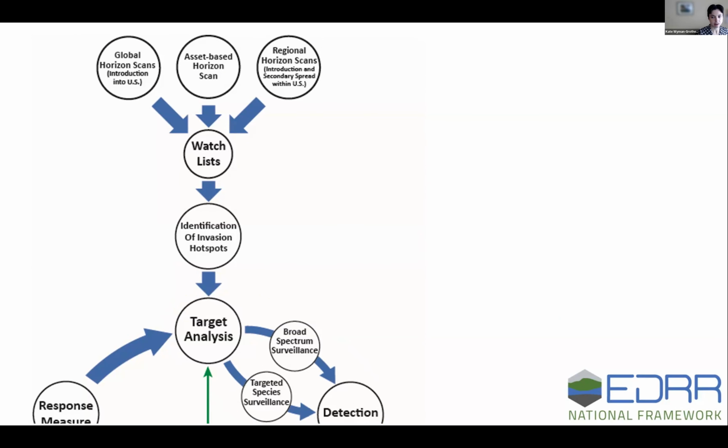Within the framework, we approach horizon scanning from 3 different angles. Global horizon scans focused on species not yet present within the United States. Asset-based horizon scans focused on protecting valuable assets, and regional horizon scans focused on introduction and secondary spread within the US. The US Geological Survey and university partners are leading several global horizon scans right now for different taxonomic groups, while the Fish and Wildlife Service is leading regional horizon scans, specifically focused on aquatic species.